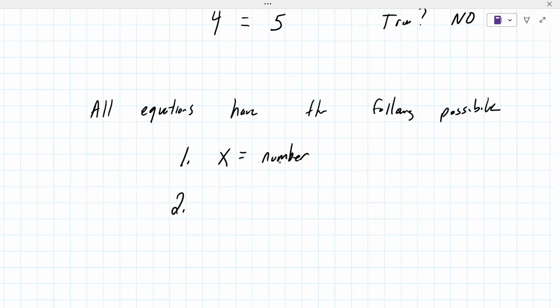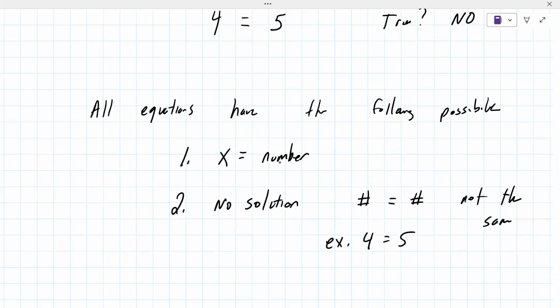The second possibility is that there is no solution. You might be thinking, well, how does that happen? Well, that is a possibility. That is when you get number equals number, but they're not the same. So the example of that would be like 4 equals 5.